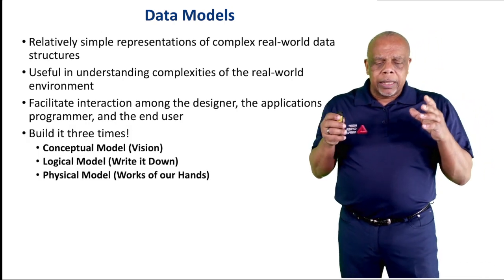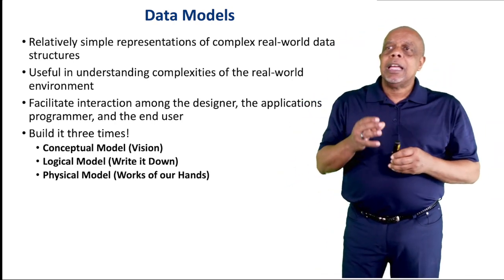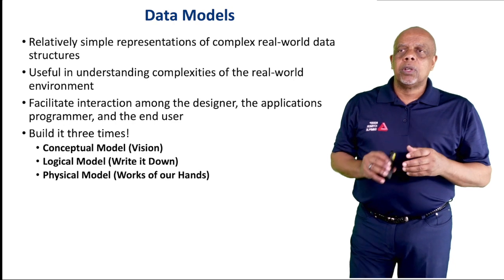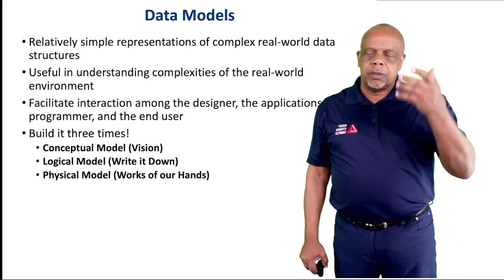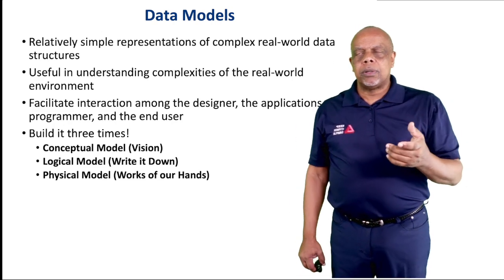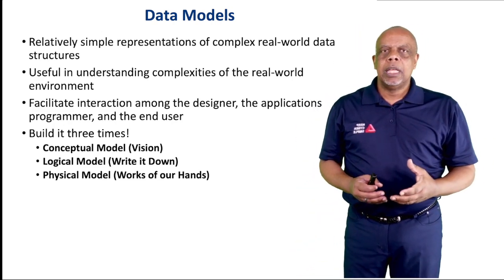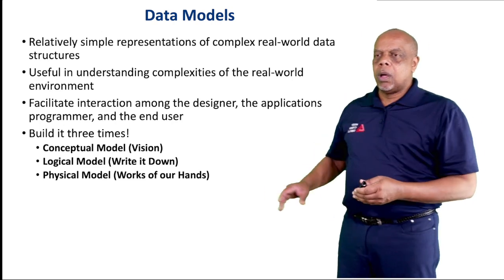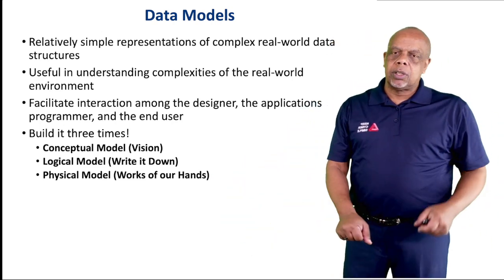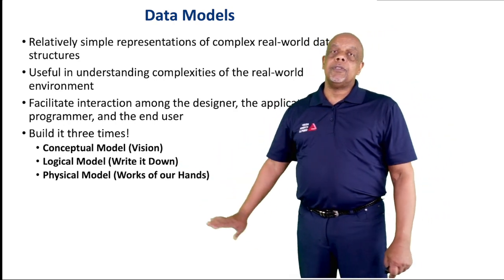So when I think about models, this is just something personal, a little extra here. I build things three times. We do a conceptual model, what I call a vision, where you see it in your mind. Then there's a logical model, that's when you write it down. And then the physical model is when you actually build it. Many times where we go wrong is we jump right into the physical. Let's get the tool bags and start sawing and cutting wood, and we really haven't had a good vision, and we didn't write the vision down.